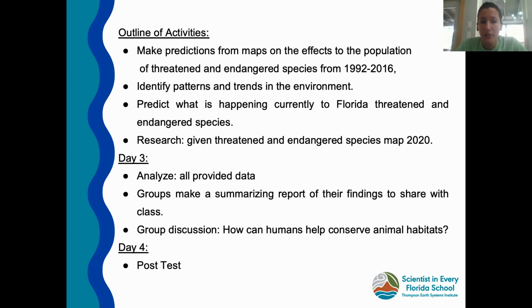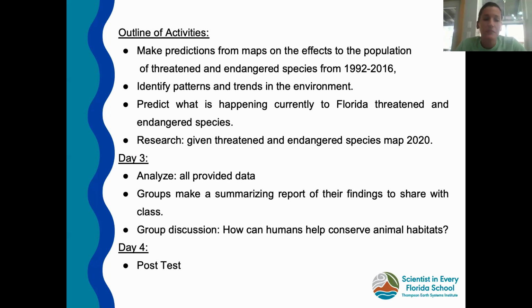They would make predictions from the maps on the effects of the population of threatened and endangered species from 1992. One map is from 1992, and then the other map is from 2016. I know our state test is very heavy on Florida wildlife, and it talks a lot about our endangered species, so that's why we went that way. They are going to identify patterns and trends in the environment. What are they seeing between these 2 maps? And they're going to predict what's happening currently to Florida threatened and endangered species. They're going to research, given, again, the map that we are going to provide.